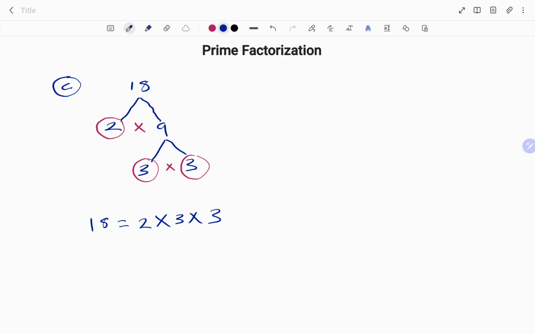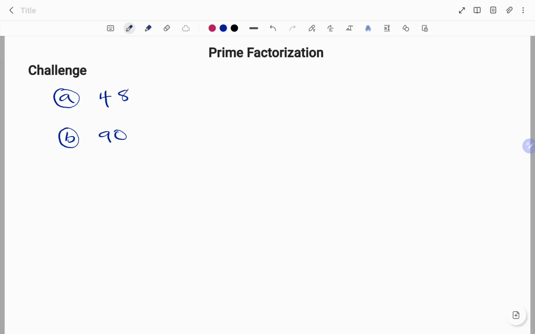Let's look at the following challenge questions. Find the prime factorization of A, 48 and B, 90. You can pause the video and try it out. For the first one, you are going to have 2 times 2 times 2 times 2 times 3. And for the second one, you're going to have 2 times 3 times 3 times 5.